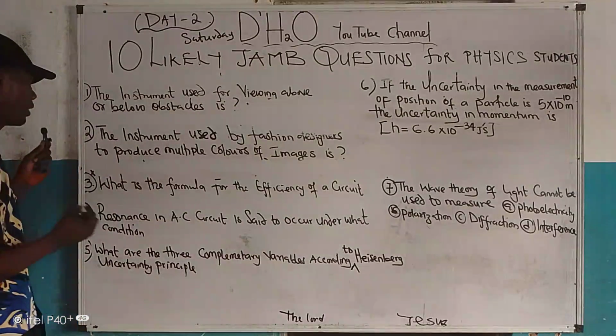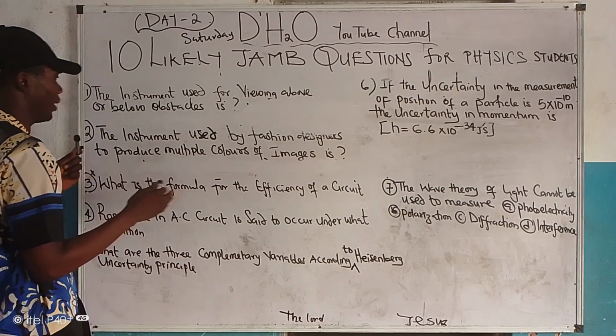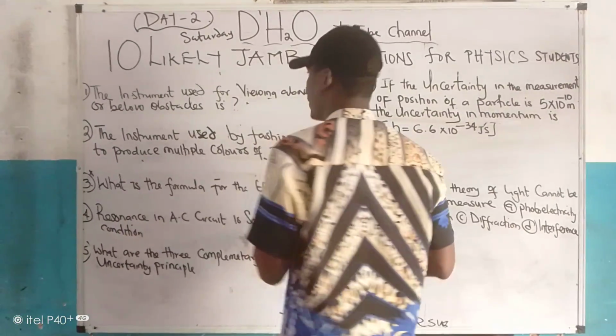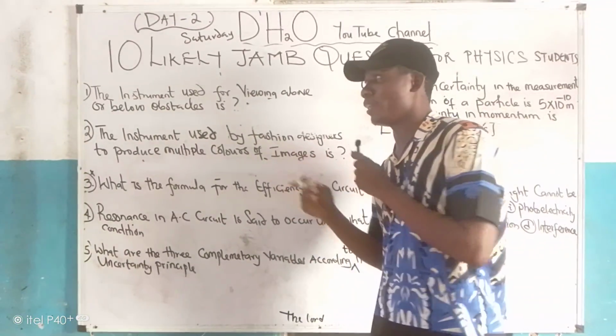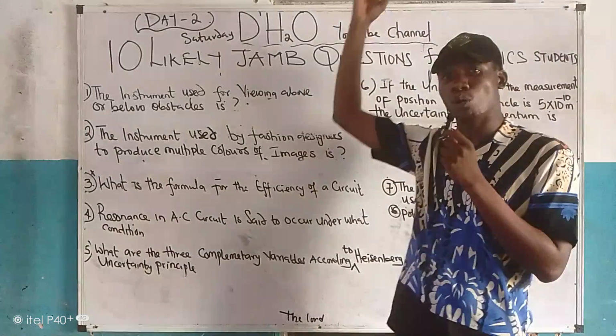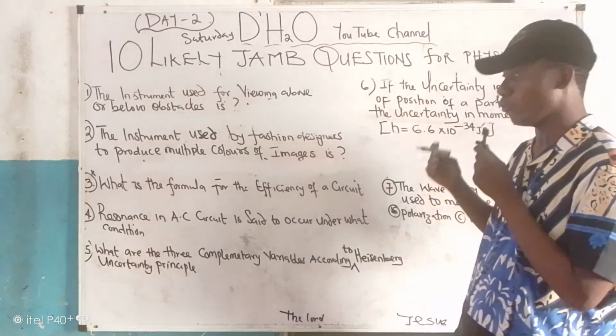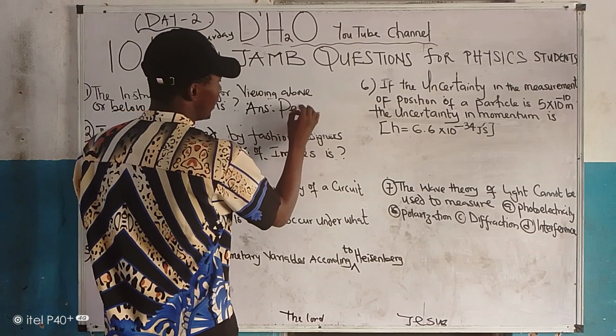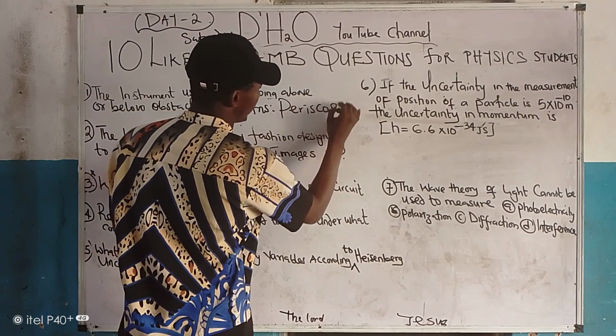The first question says, the instrument used for viewing above or below an obstacle is what? That is, what is the name of the instrument that is used to see above or below the normal level of vision? The answer to this question is a periscope. Take note of that.